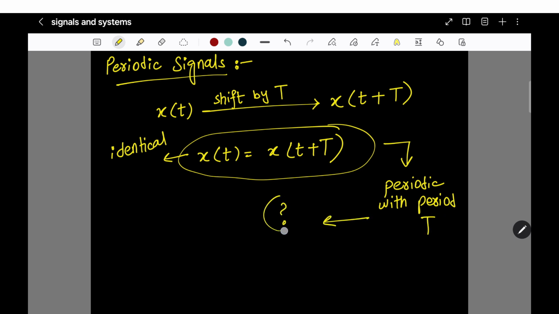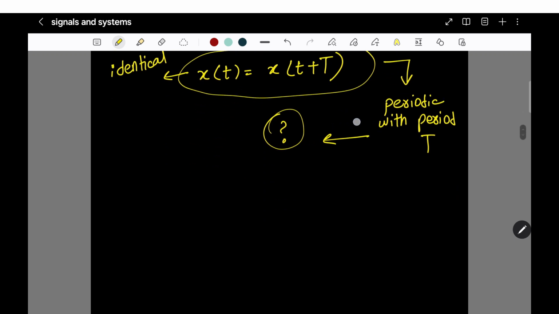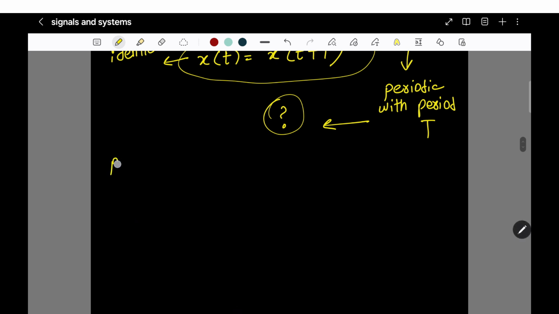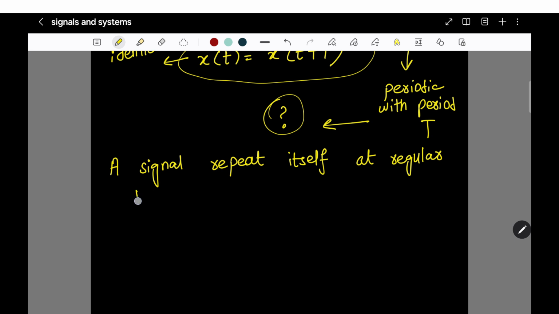What do we mean by this? What I mean by periodic? Periodic simply means that a signal repeats itself at regular time intervals given by parameter T. So this is the periodic signal.